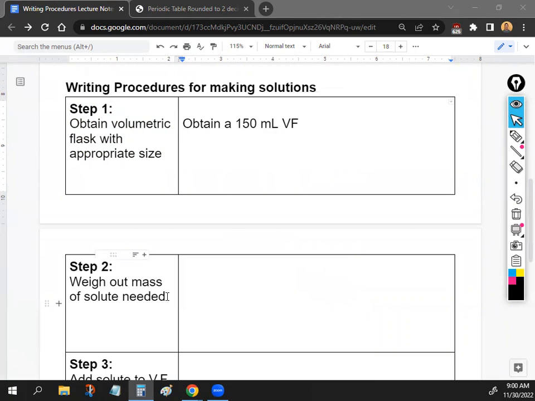Step two, you want to weigh out the mass of the solute that you need. You want to go to a scale, obviously, and weigh out however much of the chemical you need in order to make your solution. This is the number that we calculated just now.